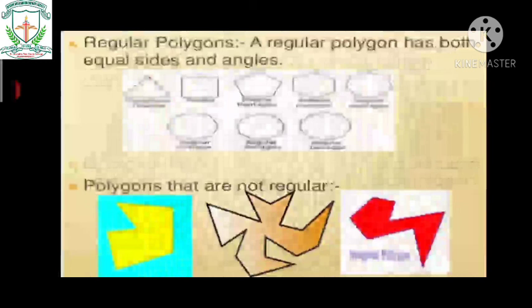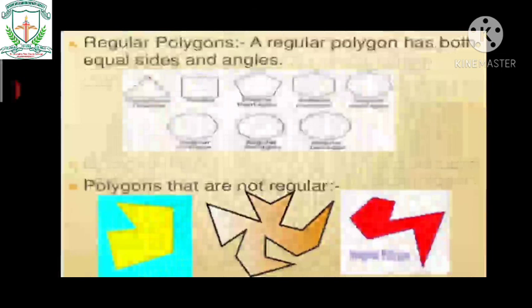We can say equilateral triangle, square, regular pentagon, regular hexagon, heptagon, regular nonagon, decagon, and regular octagon. In these figures, all the sides and all the angles are equal. So these are examples for regular polygons.